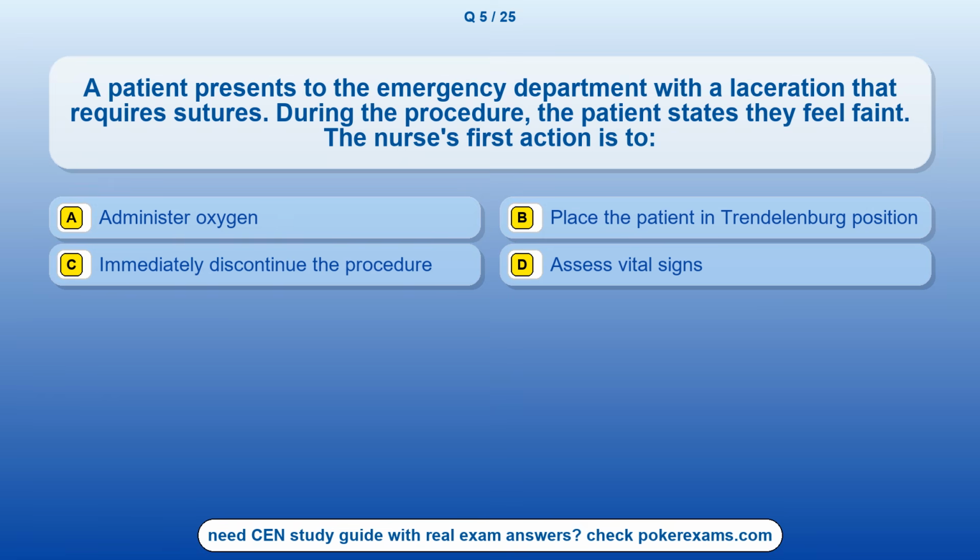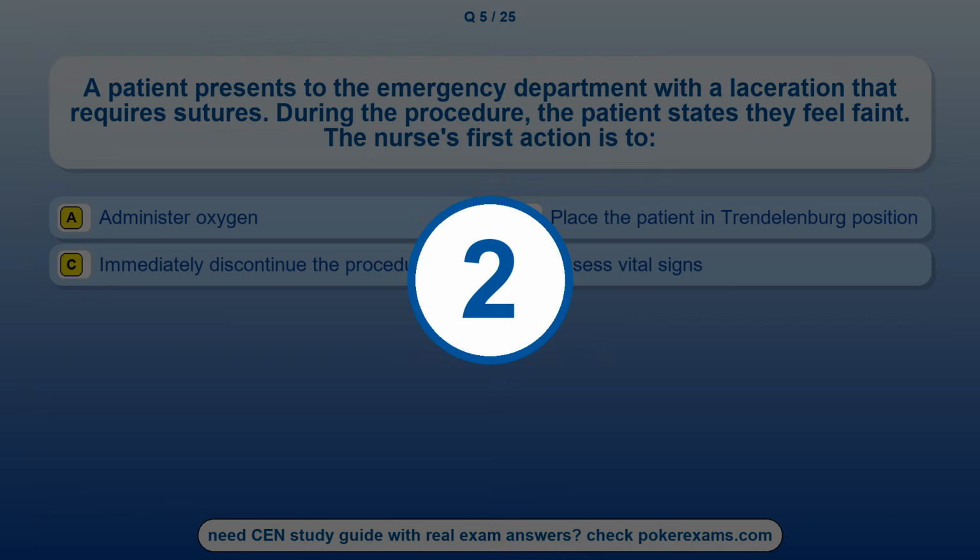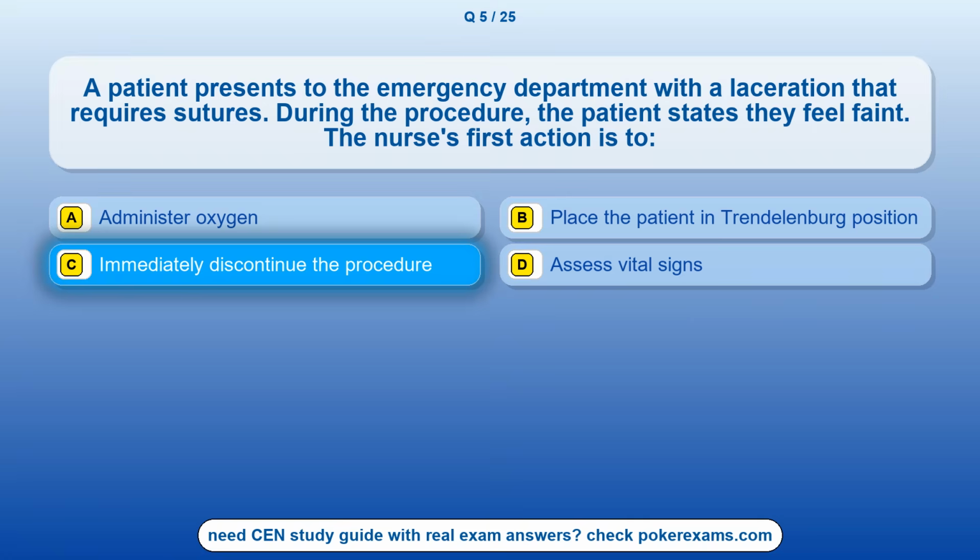Question 5. A patient presents to the emergency department with a laceration that requires sutures. During the procedure, the patient states they feel faint. The nurse's first action is to: Option A, administer oxygen. Option B, place the patient in Trendelenburg position. Option C, immediately discontinue the procedure. Option D, assess vital signs. The correct answer is option C, immediately discontinue the procedure.